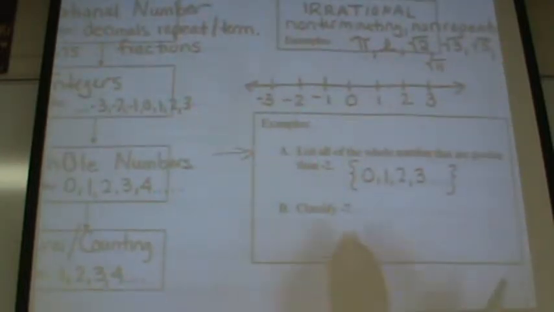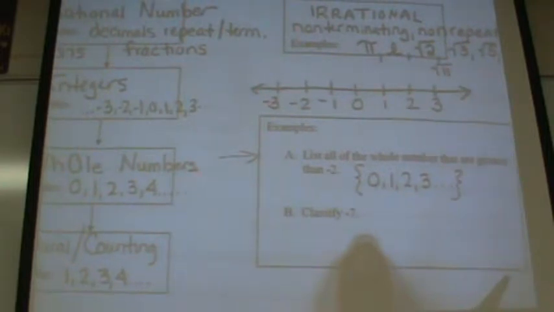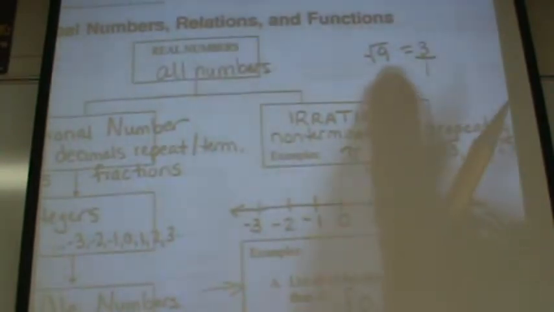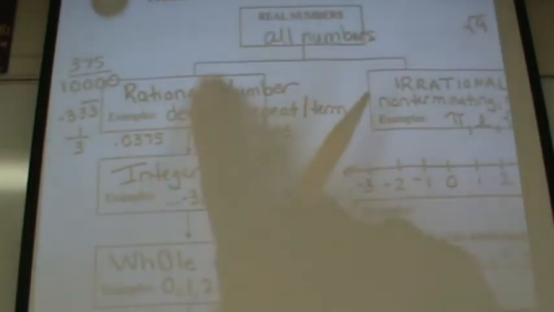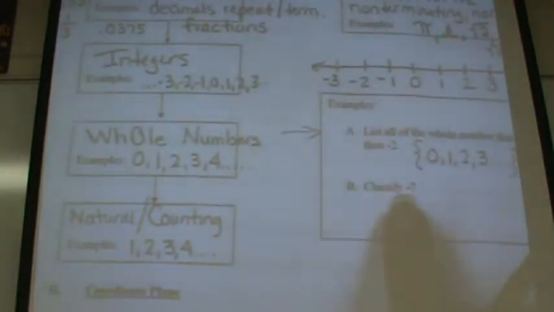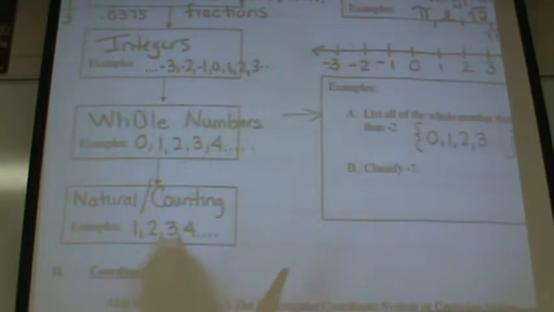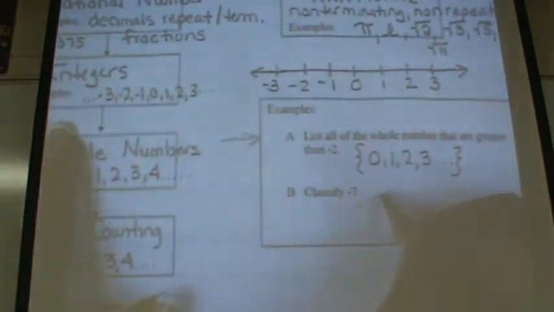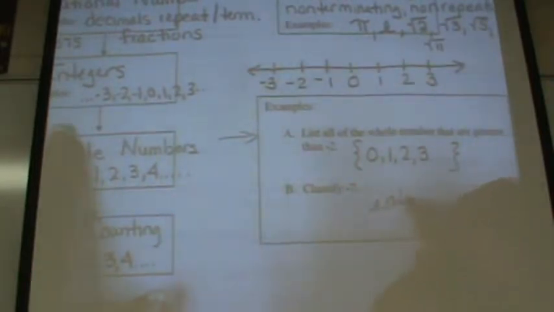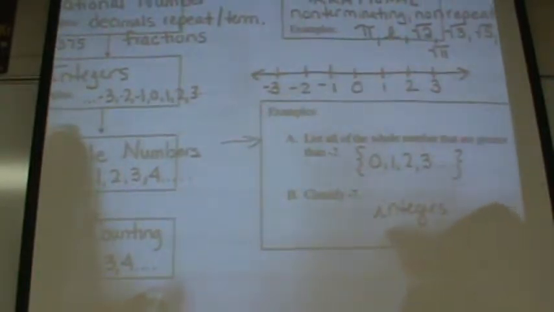You're going to be asked on your first test to classify numbers. So just like we just did here, what's the square root of 9? It is a whole number, a natural number, an integer, a rational, a real. What if I said classify the number negative 7? Is it this number? No. Is it this number? No. Is it this number? Yes. So once it's this number, it goes up like that. So negative 7 would be an integer. It would be a rational number, and it's real.